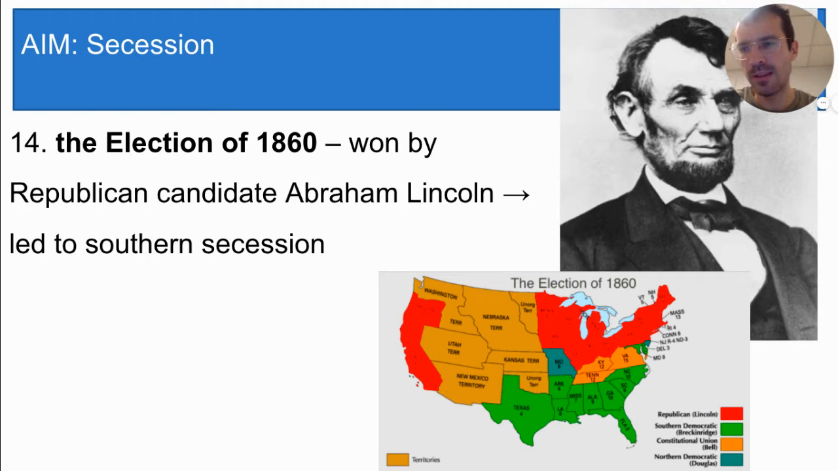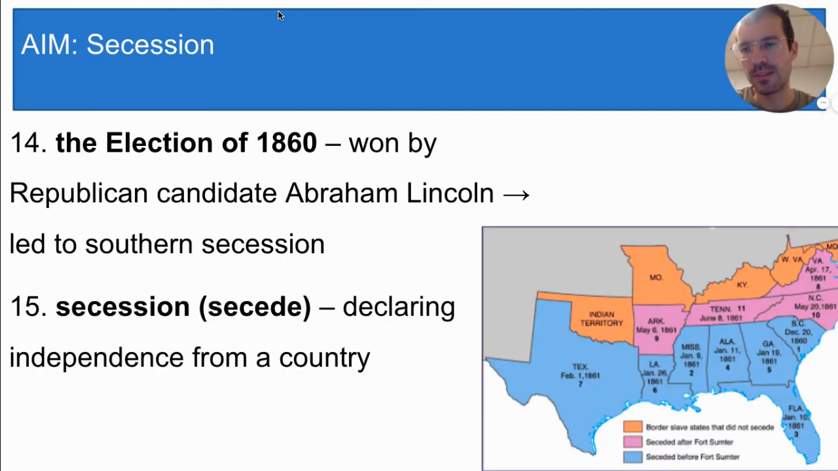Secede. It's not succeed. To succeed means to do well. You reach your goal. You are successful. Secede means that you leave a country and form a new one. You declare independence. Secede. Secession is the noun. It's the act of seceding. Secede. Try saying it. Secede. You can see that the states seceded at different times, one by one. The first state to secede was South Carolina on December 20th, 1860.